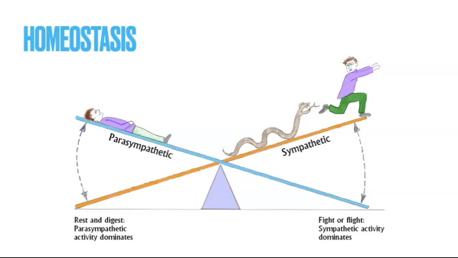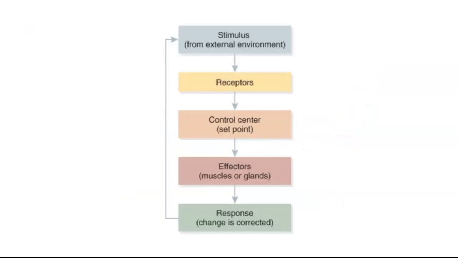So when we talk about homeostasis, we also need to talk about feedback loops. And a feedback loop is simply a stimulus from an external environment, a receptor that registers the stimulus and relays it to a control center, which is a set point, to effectors, things like muscles or glands, and the body has a response.